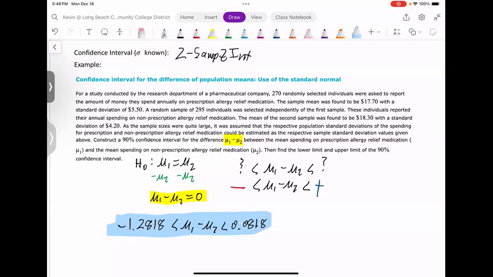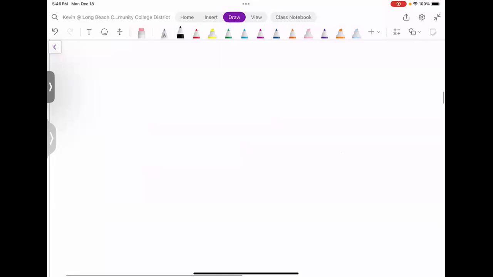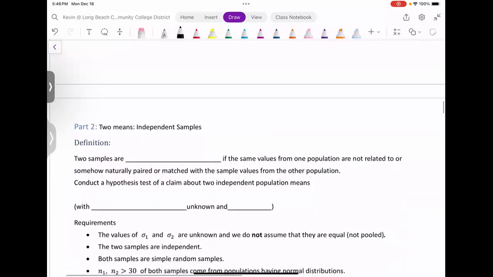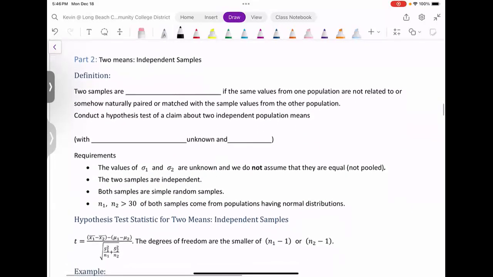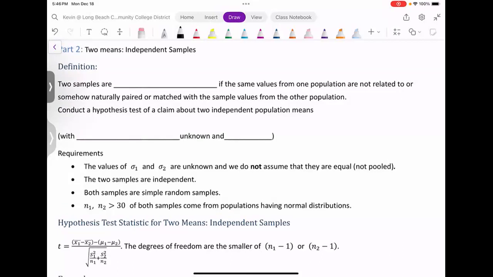All right, we are on to part 2. Two means independent samples. So for this one, we're going to be using a 2-sample t-test. So 2 samples are independent.